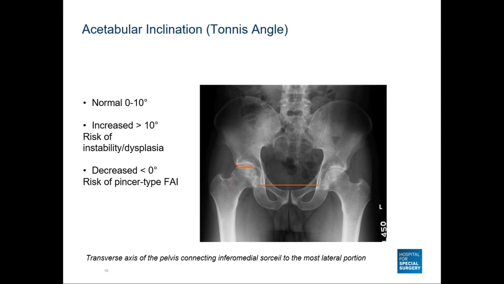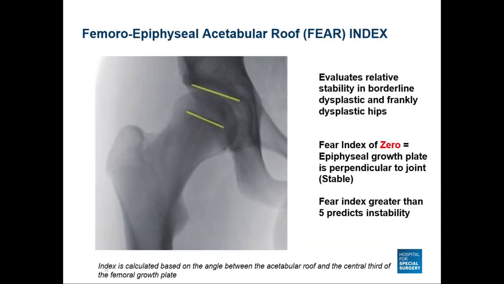The next angle that we commonly use is the Tönnis angle. This is the transverse axis of the pelvis connected to the inferior medial sourcil and the lateralmost portion. Normal is between 0 and 10, with anything higher than 10 being suggestive of dysplasia, and less than 0 suggestive of pincer.